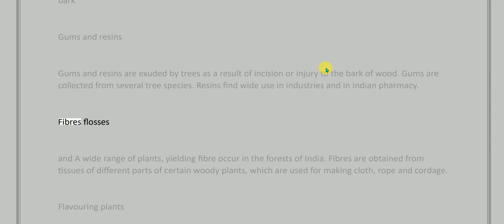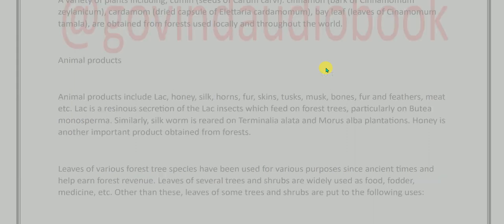Fibers, flosses. A wide range of plants yielding fiber occur in the forests of India. Fibers are obtained from tissues of different parts of certain woody plants, which are used for making cloth, rope and cordage. Flavoring plants. A variety of plants including cumin, seeds of carom, cinnamon, bark of Cinnamomum zeylanicum, cardamom, dried capsule of Elettaria cardamomum, bay leaf, leaves of Cinnamomum tamala, are obtained from forests, used locally and throughout the world.